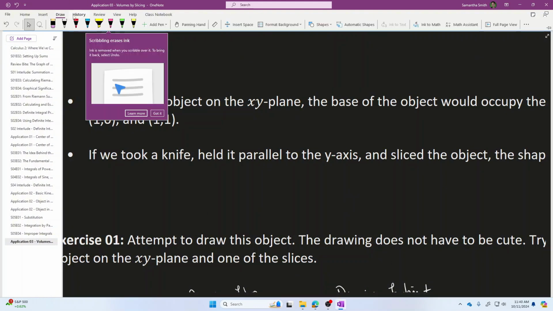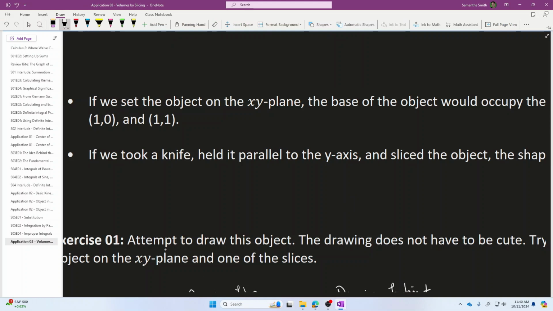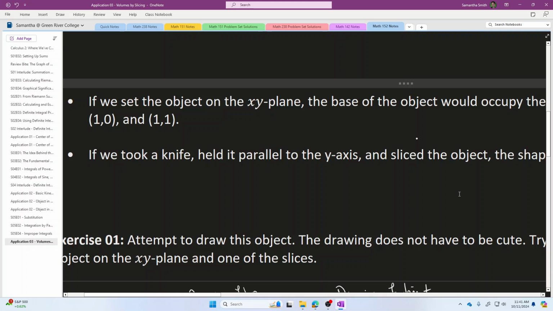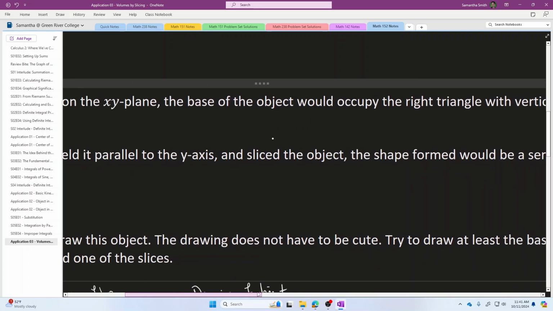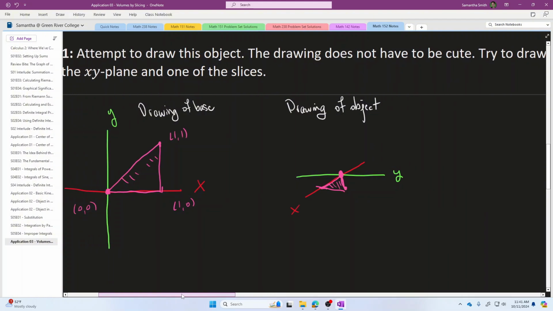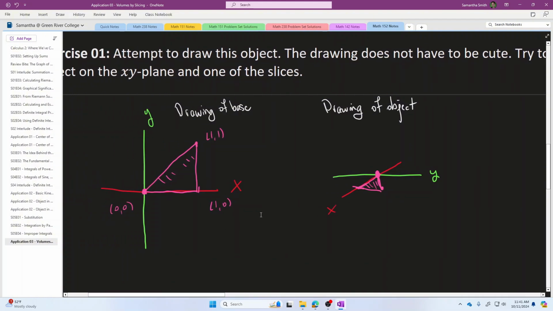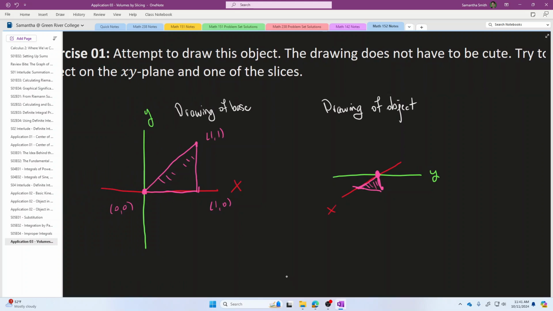Next, let me try to make sense of the information in this second bullet point, where they say if we took a knife, held it parallel to the y-axis, and sliced the object, the shape of the slice that's formed would be a semicircle. So in two-dimensional space, the slices that we're taking are parallel to the y-axis. I might pick a random x value, say here, and slice the object along this white line. In this three-dimensional picture, that same slice would show up like this, parallel to the y-axis.